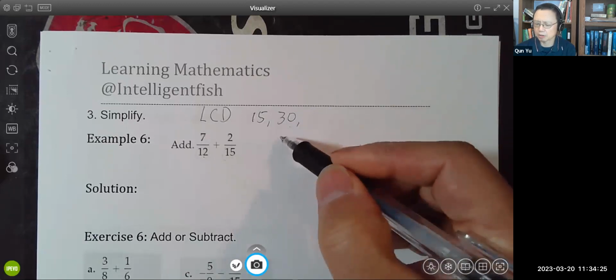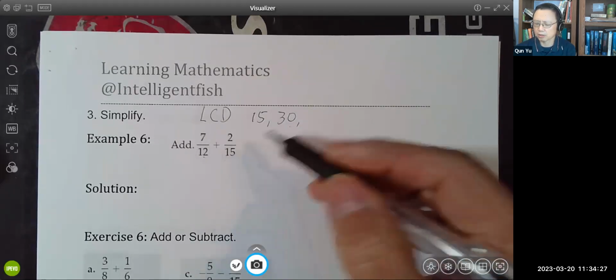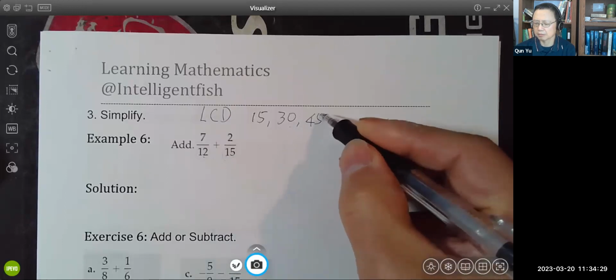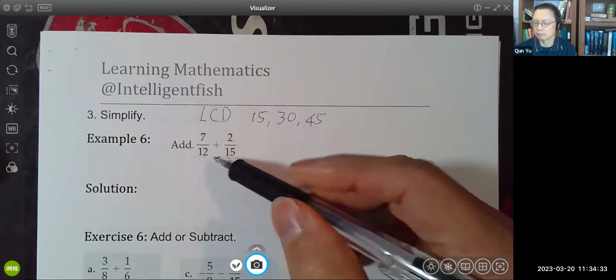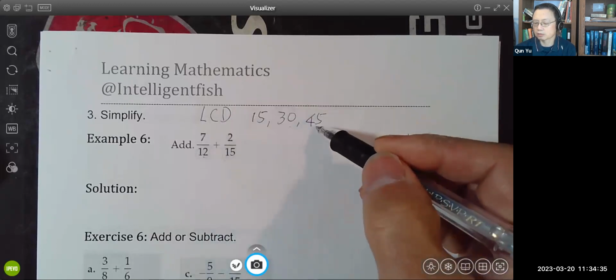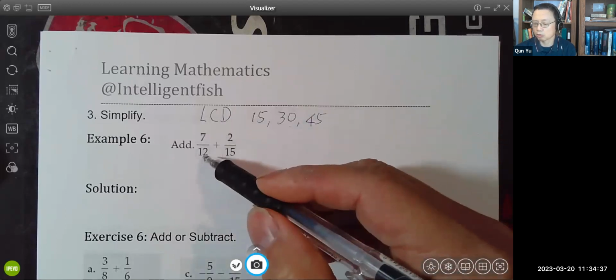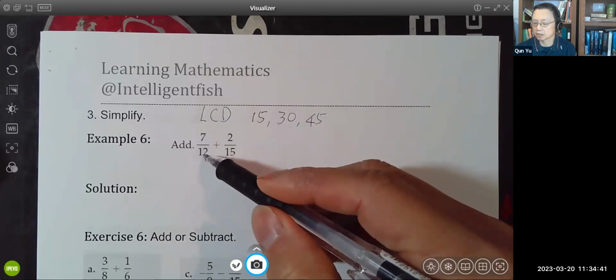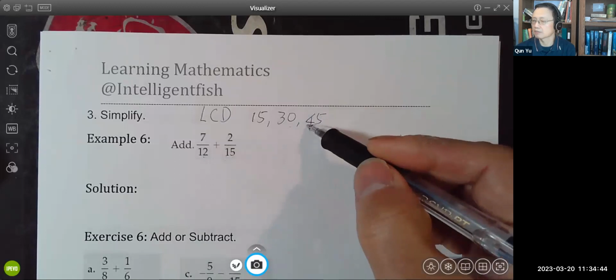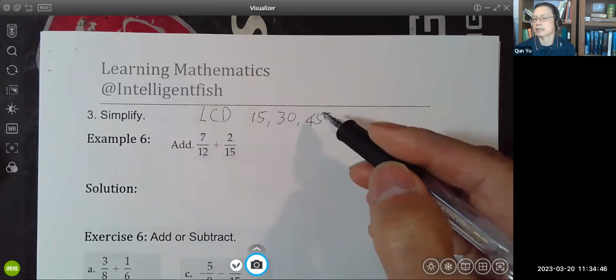Now, next multiple, when we multiply 15 by 3, we get 45. Apparently, 45 is not a multiple of 12. The reason I can tell this really fast is because 12 is an even number. Any multiple of an even number is still an even number. This is not an even number, so we don't even need to check.